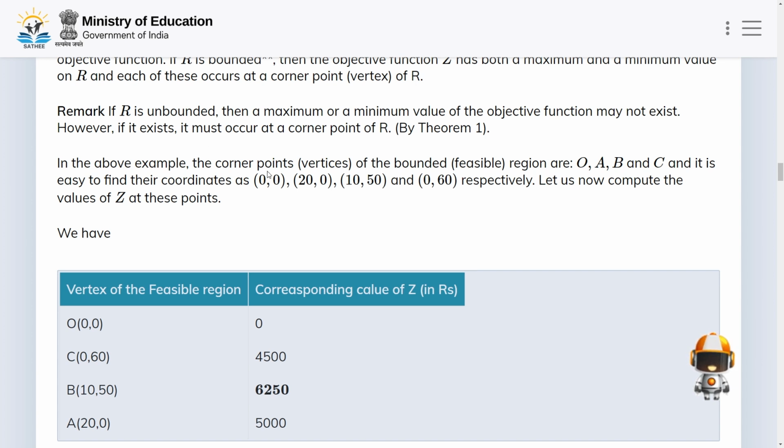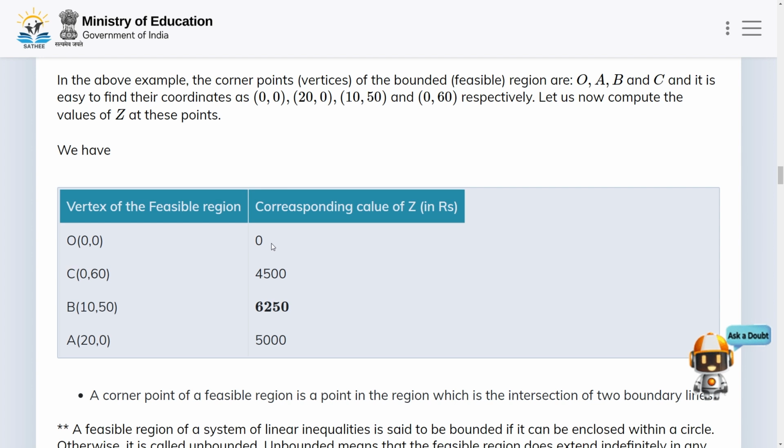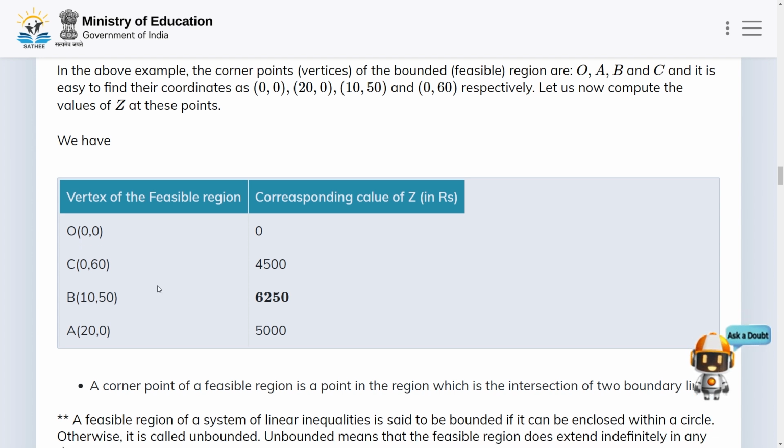In the above example, the corner points, the vertices of the bounded feasible region OABC, are O, A, B and C, and it is easy to find their coordinates as (0, 0), (20, 0), (10, 50), (0, 60) respectively. Now compute your objective function values at these points. At O the value will be 0, at C 4500, at B 6250, and at A you will have 5000 as your profit. So your maximum output, the optimal solution, will be at (10, 50): 10 tables and 50 chairs.